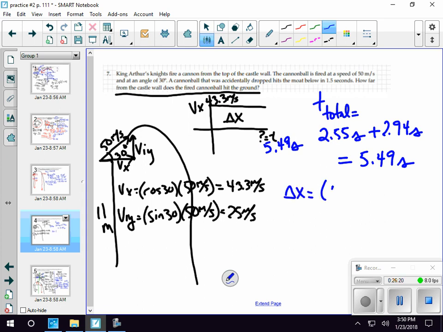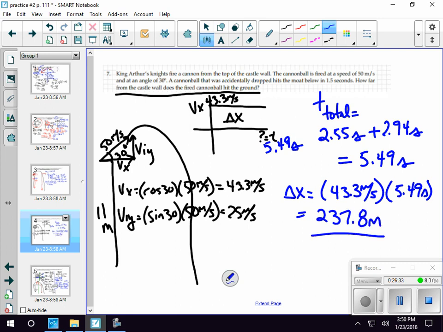Delta x will be 43.3 meters per second times 5.49 seconds. And I get 237.8 meters, give or take, depending on your rounding. Okay? So hopefully that helps you out.